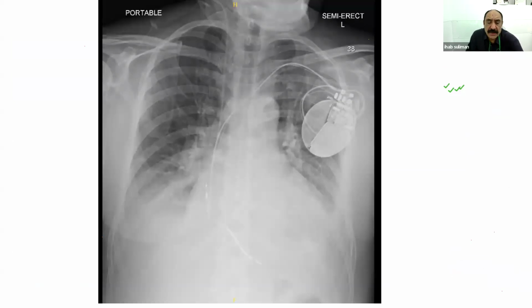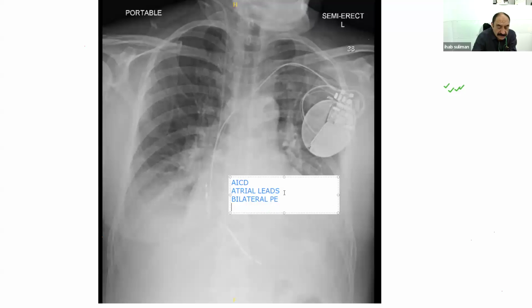What is seen on the patient's X-ray? The patient is already having an AICD with an atrial lead. So the patient has an ICD with an atrial lead. He has bilateral pleural effusion, and also there is a right central line on the X-ray.